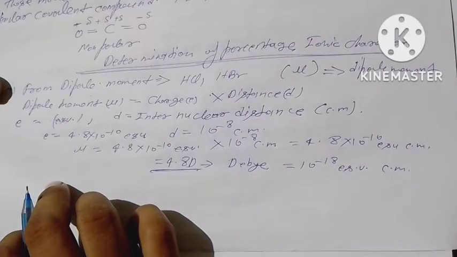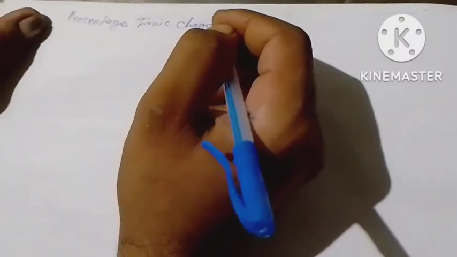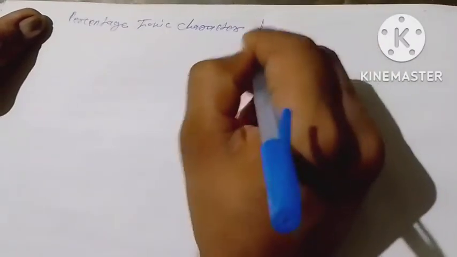Percentage ionic character from dipole moment. Next is percentage ionic character from dipole moment.